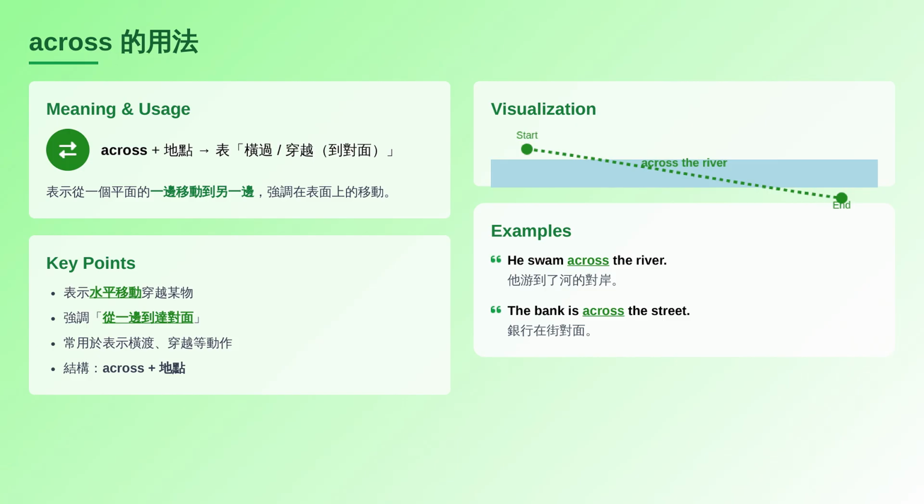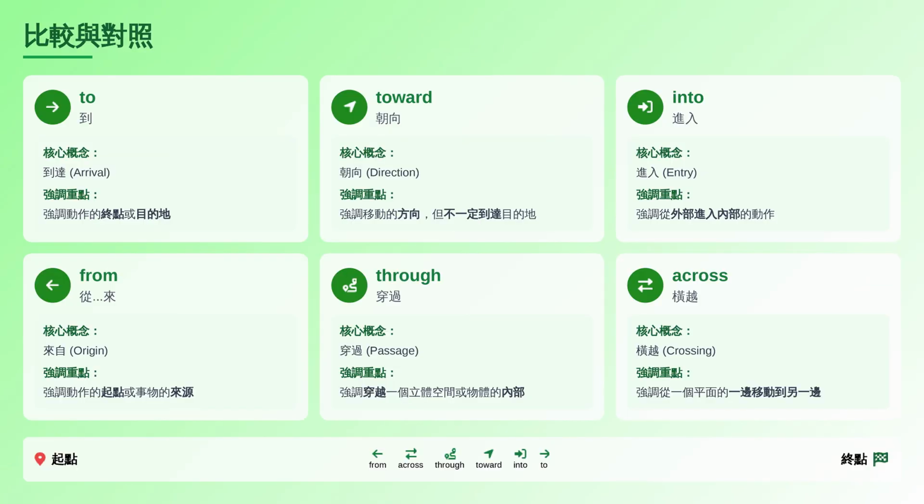Examples: He swam across the river. He swam to the other side of the river. The bank is across the street. Compare and contrast. To, key concept: arrival. It emphasizes the end point or destination of an action. Toward, key concept: direction. It emphasizes the direction of movement, but not necessarily the destination.